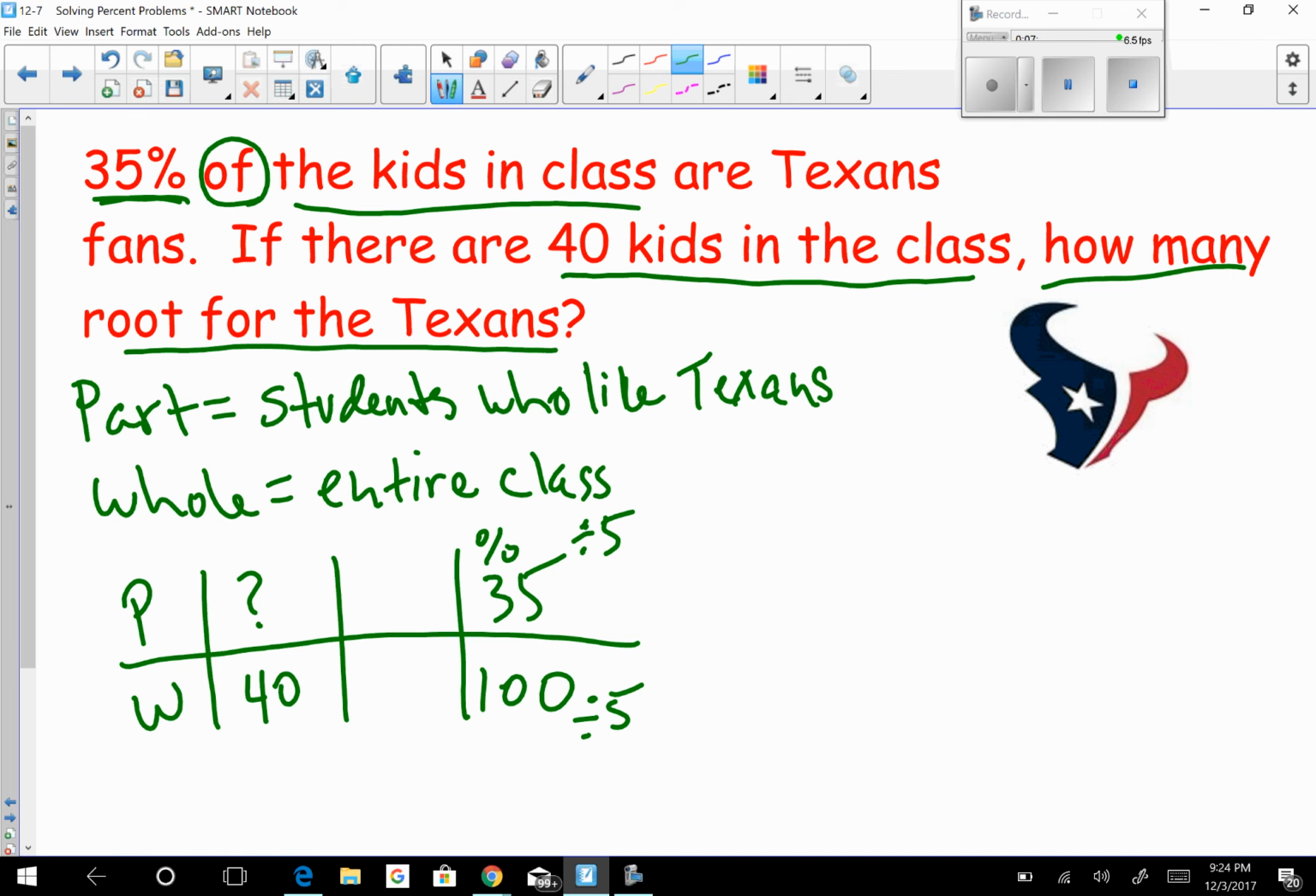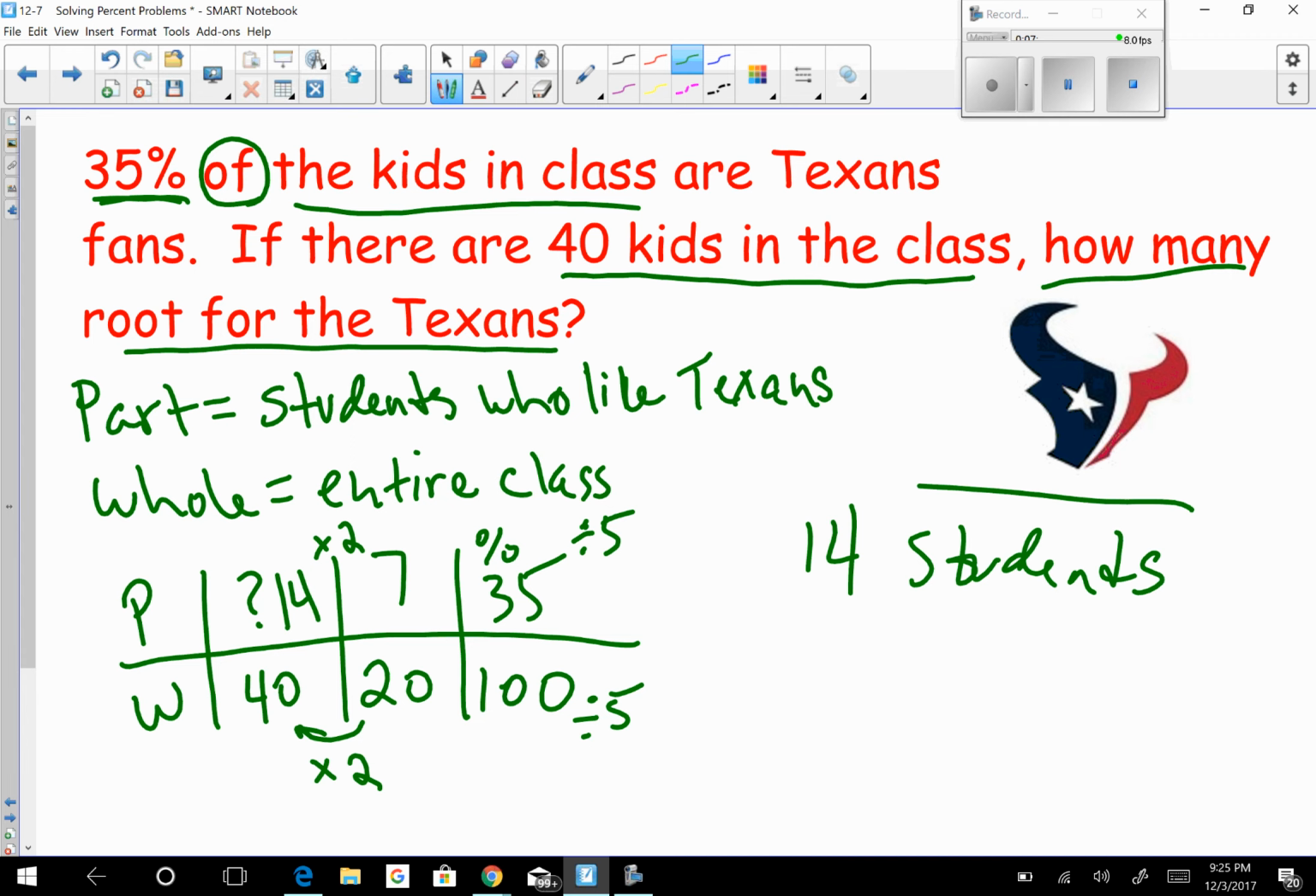So 100 divided by 5 is 20. 35 divided by 5 is going to be 7. Can we go from 20 to 40? Yes. So we're going to go times 2. So times 2. So 7 times 2 is 14. So 14 students root for the Texans. 14 students. Okay, next one.